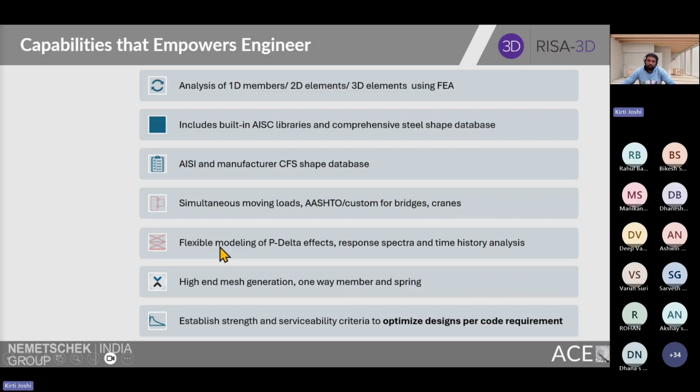And many of you might have used RISA, so you might be familiar, it supports the advanced effects like the P delta, the response spectra, and the time history analysis, which are often required for the seismic control project. You can also model one-way members for tension only and one-way springs for modeling the soils and other effects.